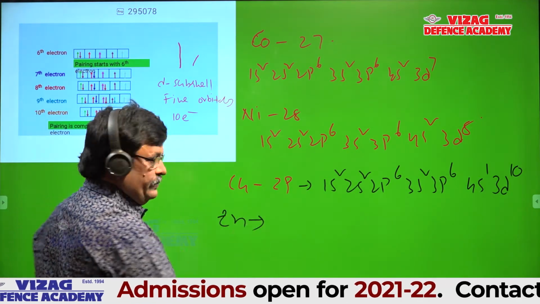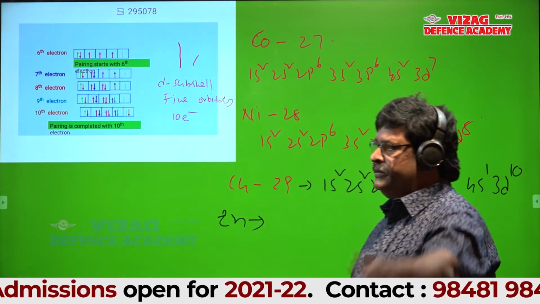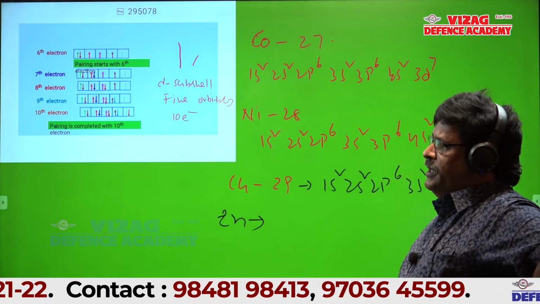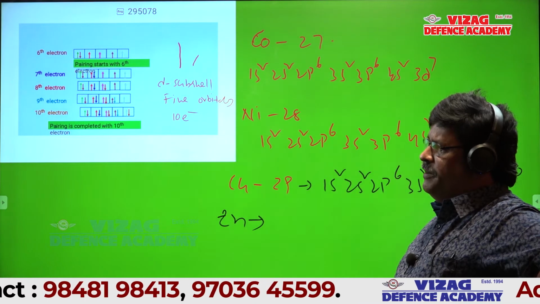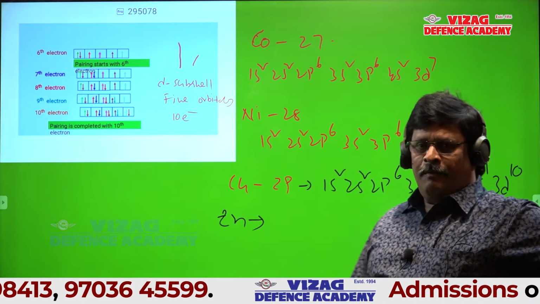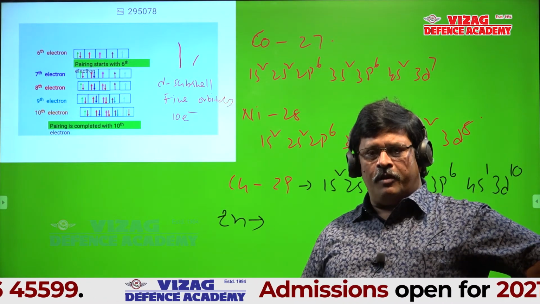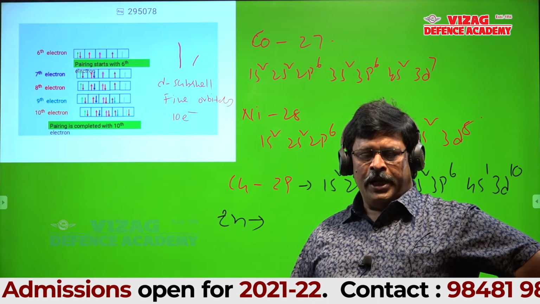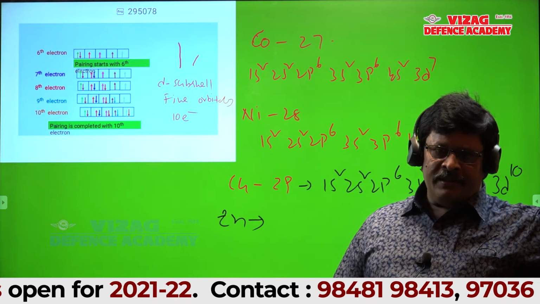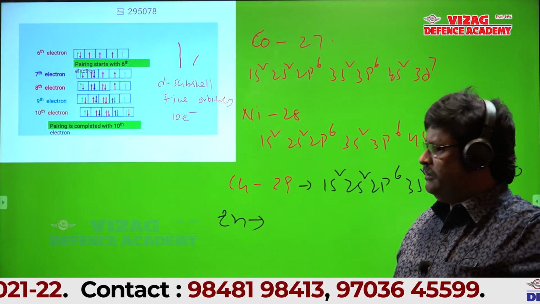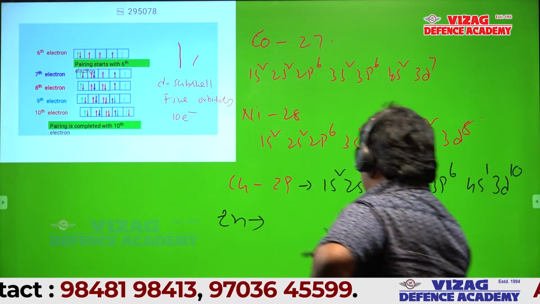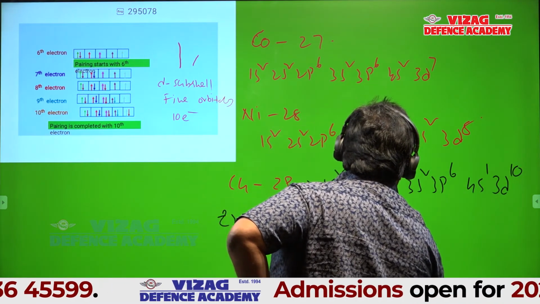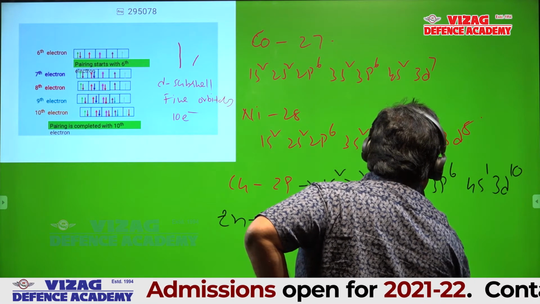1s2, 2s2, 2p6, 3s2, 3p6. Students, how many times should I tell? Please, all of you mute your mobiles. Repeatedly we are telling that. Zinc is 30. 1s2, 2s2, 2p6, 3s2, 3p6, 4s2, 3d10.